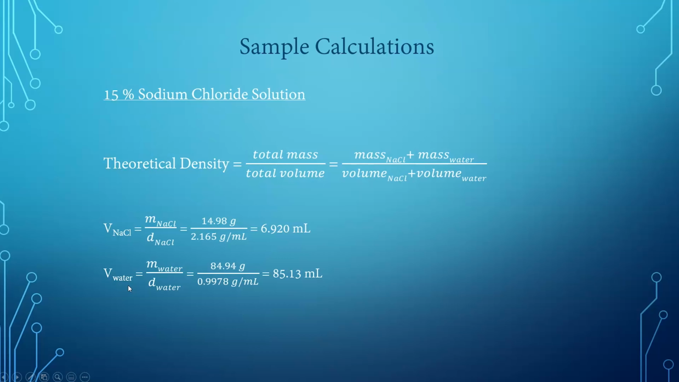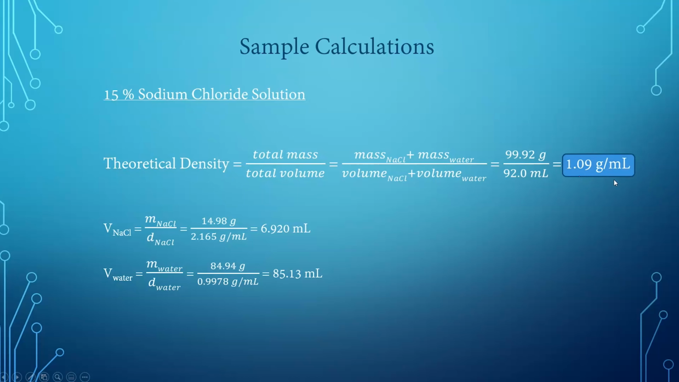We can do the same thing with the water because we didn't actually measure the volume of the water initially, but we did measure the mass. As you recall, we measured the mass of the water and the salt together, and we also measured the salt separately, so I simply got this number by subtracting those two. And the density of water at room temperature is 0.9978 grams per milliliter, and that gives us the volume of water. So we can simply add these two together, and that will give us the volume. The mass of the solution we measured at the very beginning, and so we simply divide those two, and we come out with our theoretical density.